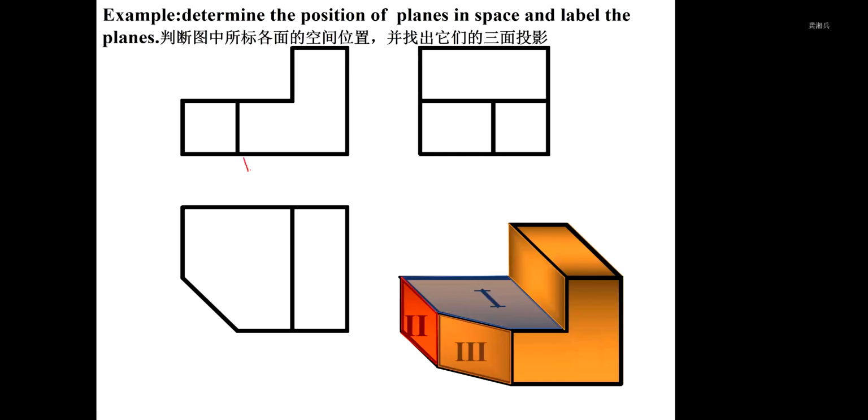This one is the V plane. This one is the H plane. This one is the W plane. So which one is plane 1? Which one is plane 2? Which one is plane 3? You can do it by yourself, in your mind. You can take maybe 5 minutes to finish this exercise.